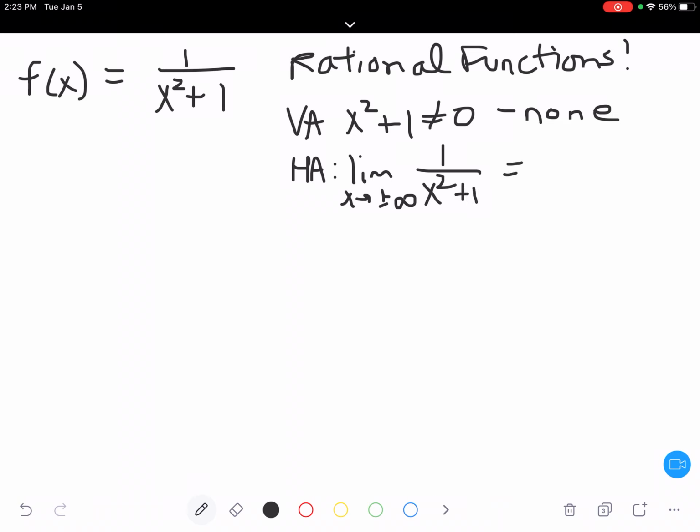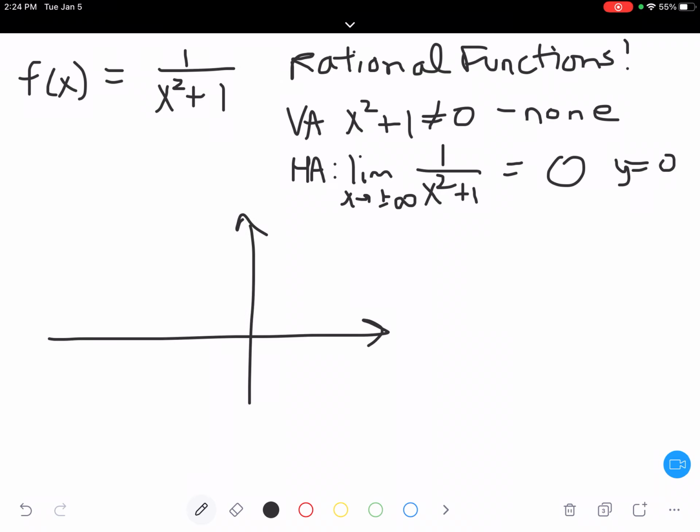And if I let x go towards either infinity or negative infinity, I have 1 divided by infinitely larger numbers. That's going to be approaching 0. Okay, so my horizontal asymptote is y equals 0. Okay, so that means that if I'm graphing this, I have a horizontal asymptote at y equals 0, I have no idea what else is going on in this graph.